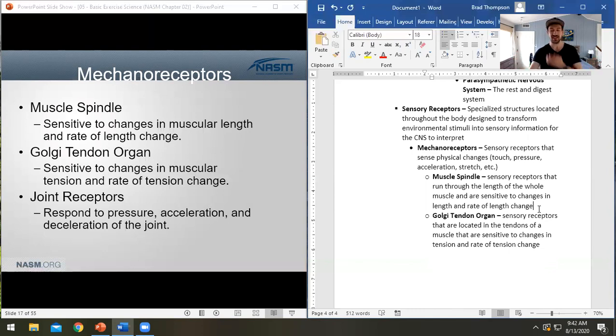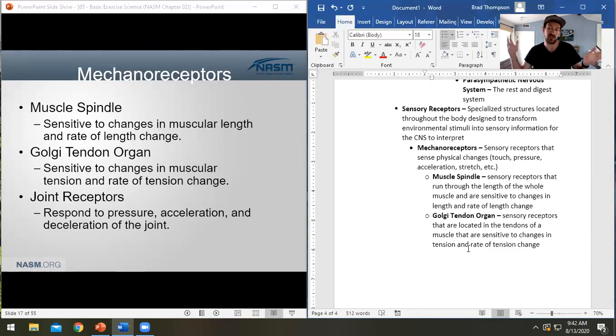Now, when it sends that, hey, we're about to tear signal, it activates the Golgi tendon organ with it. The Golgi tendon organ's like, yeah, he must be telling the truth. I guess that's true. If he's going to tear, then maybe I'm probably going to tear off the bone too. Because there's a connection between the two.